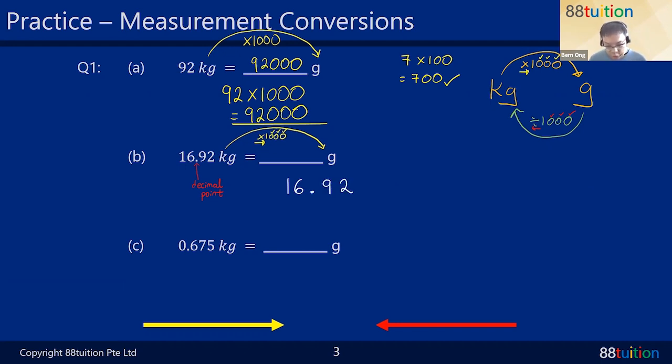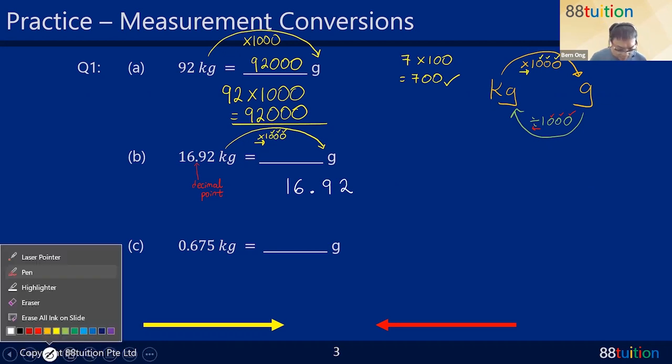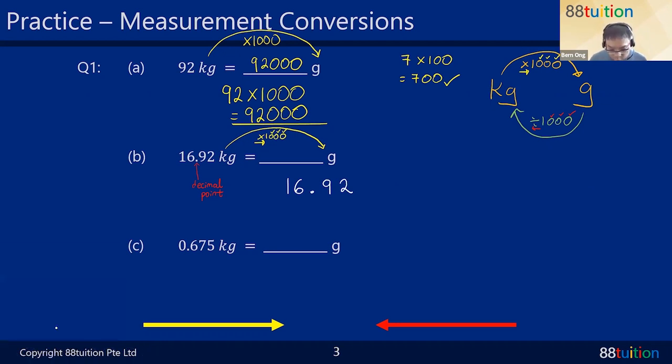You need to change it to gram, which means you have to times 1000. Times is going towards your right. 3 zeros means 3 movement. So the decimal, you move to the right 1 time. This is called 1 movement. You need to move 3 times. 2 times, 2 movement. And you have to move the 3rd time here. This is called 3 movement.